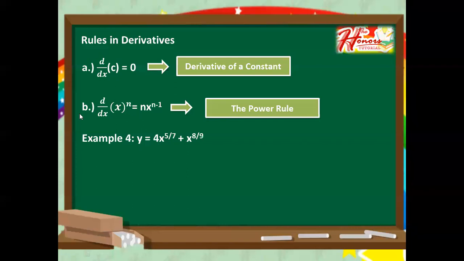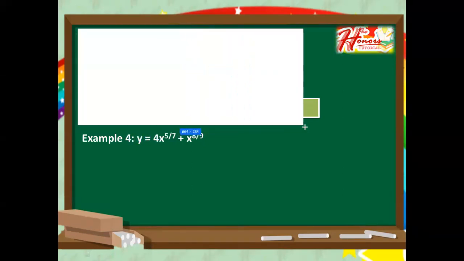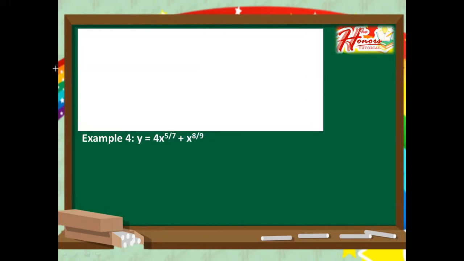We have here y equals 4x raised to 5 over 7 plus x raised to 8 over 9. For this part, we will be using letter B, the power rule, but for the meantime, let me just erase this part for me to have my solution.